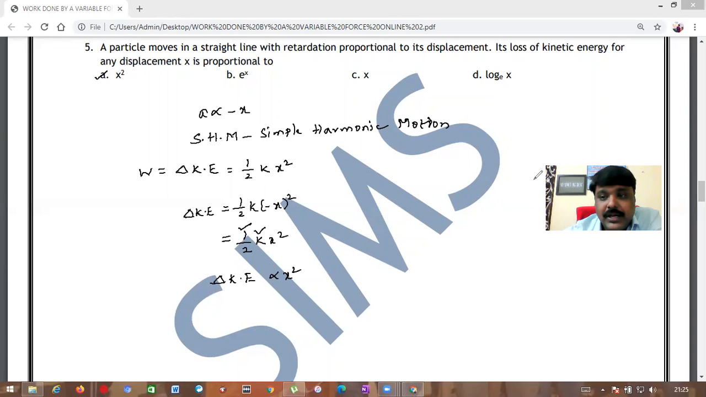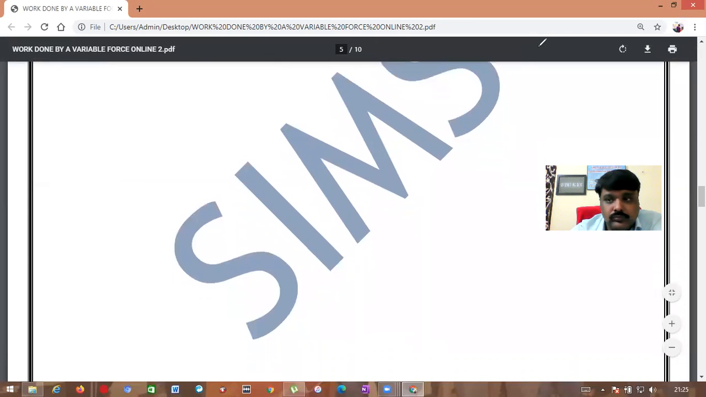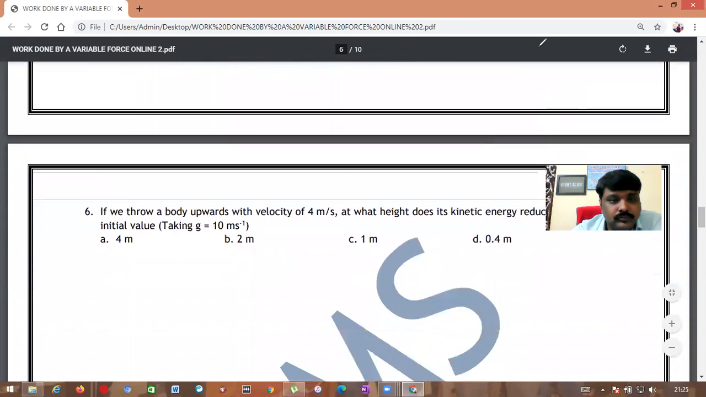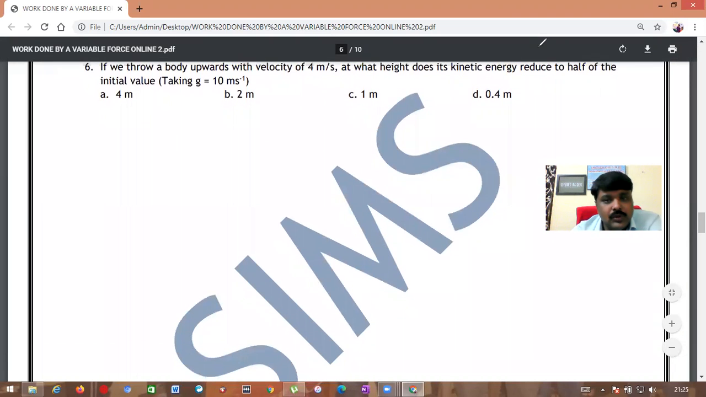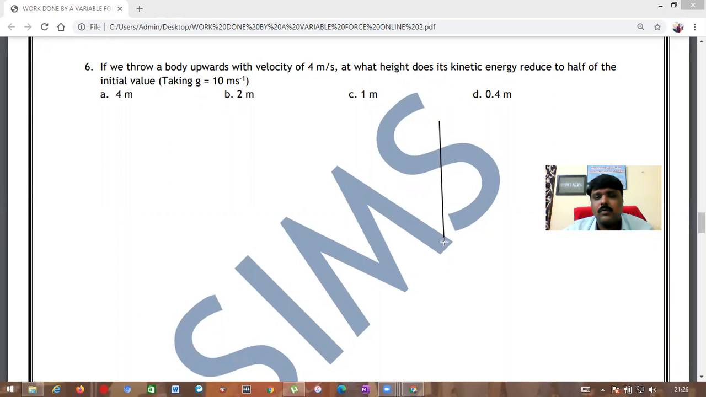Let us move on to the next numerical here. If we throw a body upwards with a velocity of 4 meters per second, at what height does its kinetic energy reduce to half of the initial value? Now we need to think about the law of conservation of energy. Let us say this point is A.